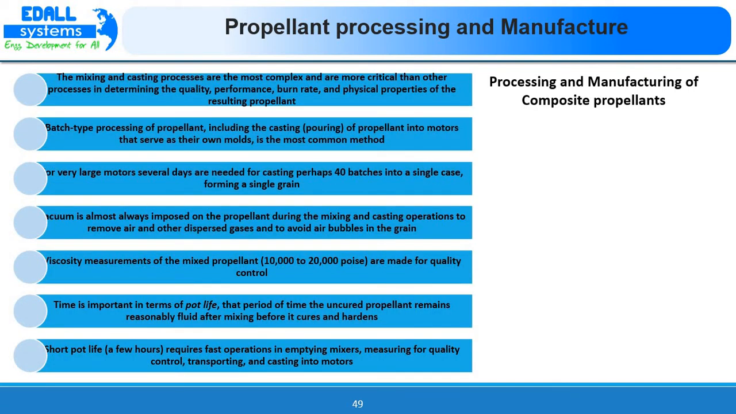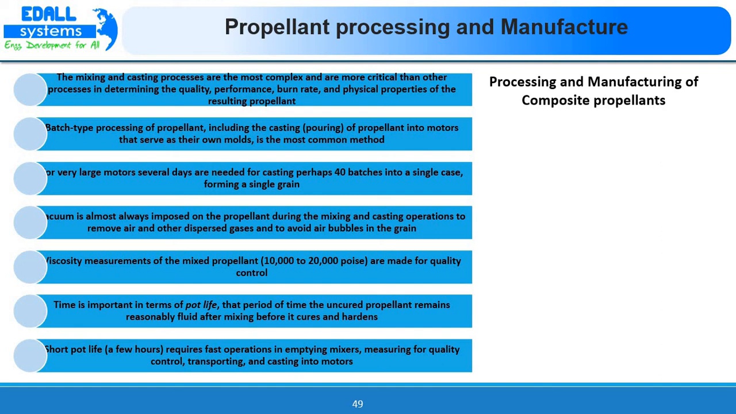The mixing and casting processes are the most complex and the most critical of all processes in determining the quality, performance, burn rate, and physical properties of the resulting propellant. Batch type processing of propellant, including the casting, that is pouring of propellants into motors that serve as their own molds, is the most common method. So this casting method has been used for composite propellants.